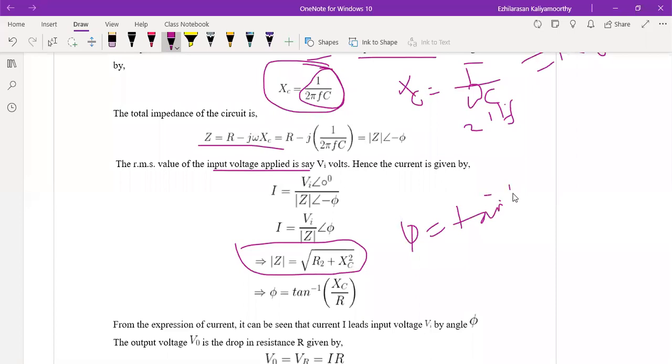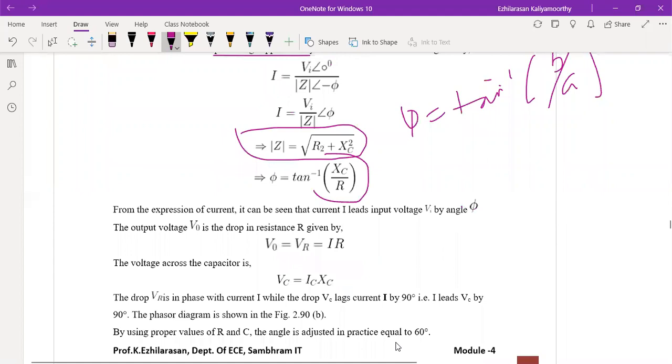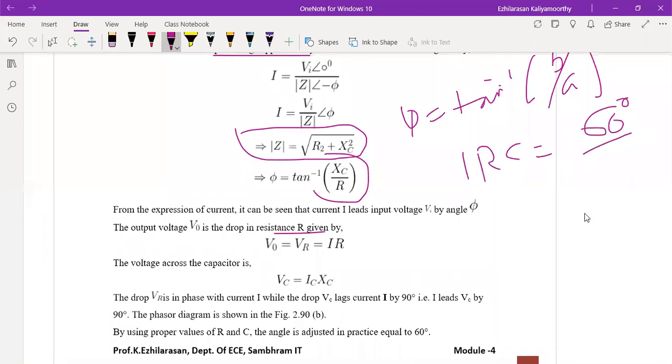So tan inverse of b by a: b is XC and a is R, so phi is tan inverse of XC by R. From the above circuit, the output voltage will be the drop across the resistance R. So a single RC circuit will give a phase shift of, let me write, 60 degrees.